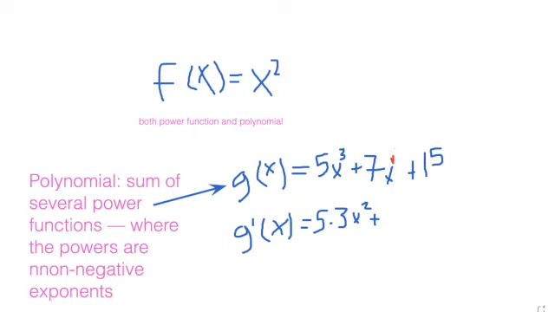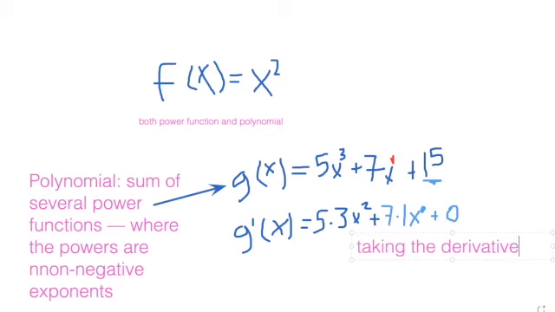So I'm going to have 7 times 1 times x to the 0, and then 15 is a constant. It doesn't have a power to protect it, so that's just going to be plus 0. So the short answer to your question is yes, but I think it's a good time to do another example of how that looked. So that's taking the derivative. We're done with taking the derivative.